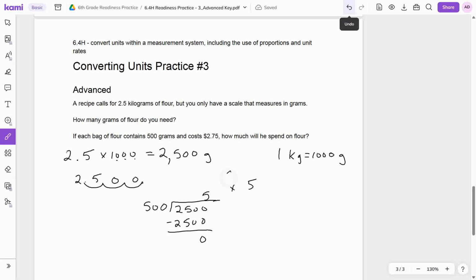I'm going to multiply that by the cost, $2.75 each. And then that's going to be 5. That's going to be 35. And that's going to be 10. 13.75. All right, so there we go. How much will he spend on flour? So first, let's put my answer here, 2,500 grams. And I'm going to spend $13.75 on flour.